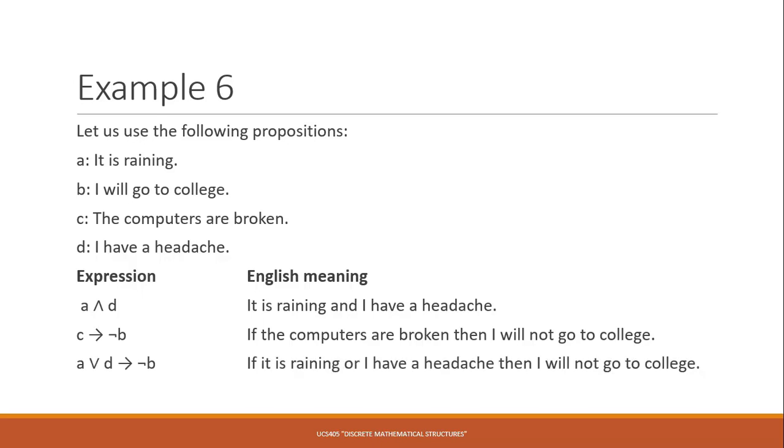Last, A or D implies negation B. A is it is raining, D is I have a headache. So if it is raining or I have a headache, then negation B. Negation B means I will not go to college. So the sentence will be: if it is raining or I have a headache, then I will not go to college.